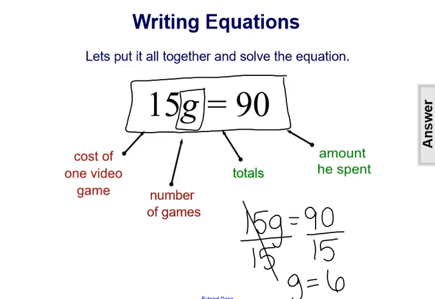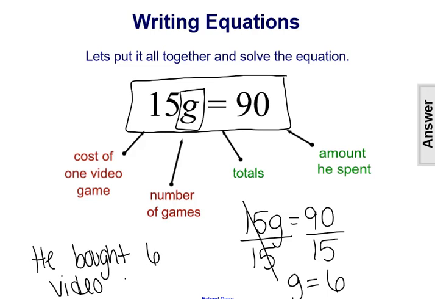That means if he spent $90 total and the cost of one video game was $15, he bought 6 video games, because we solved the equation and got an answer of 6. So he bought 6 video games. We can use writing equations from a situation, from the words, to solve that equation, to actually answer the situation, to answer that problem.